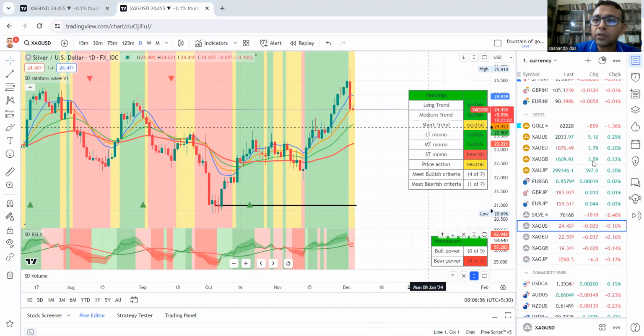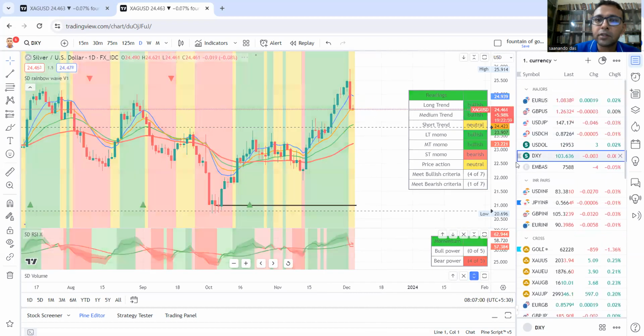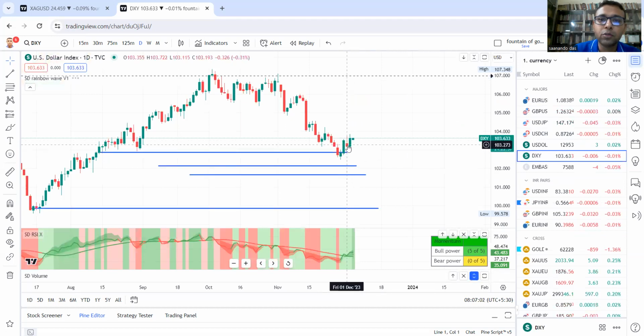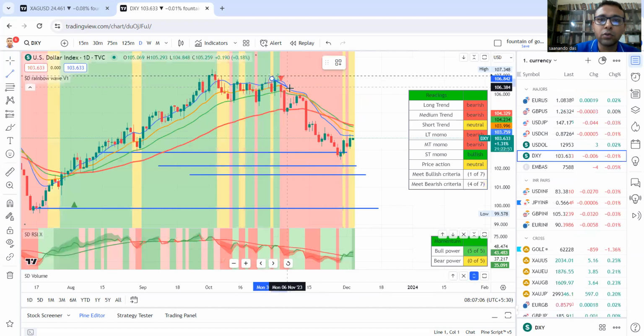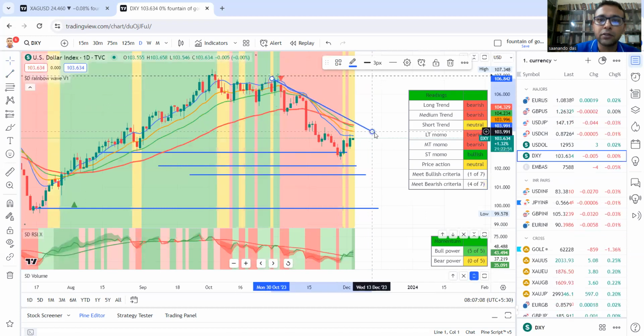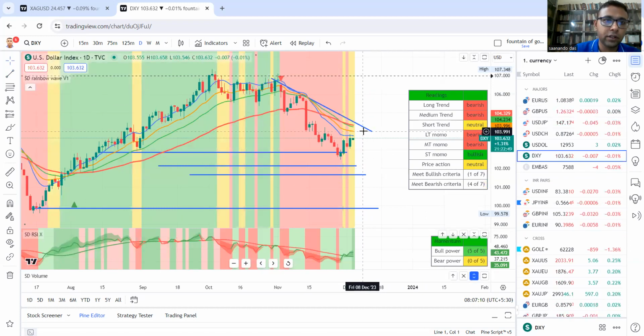Oh, sorry, one last remaining is the dollar index. Let's look at the dollar index, trying to make a comeback. But main question for the dollar will remain, can it break this trend line later on, if it at all challenges, or is it going to come back from this congestion area.